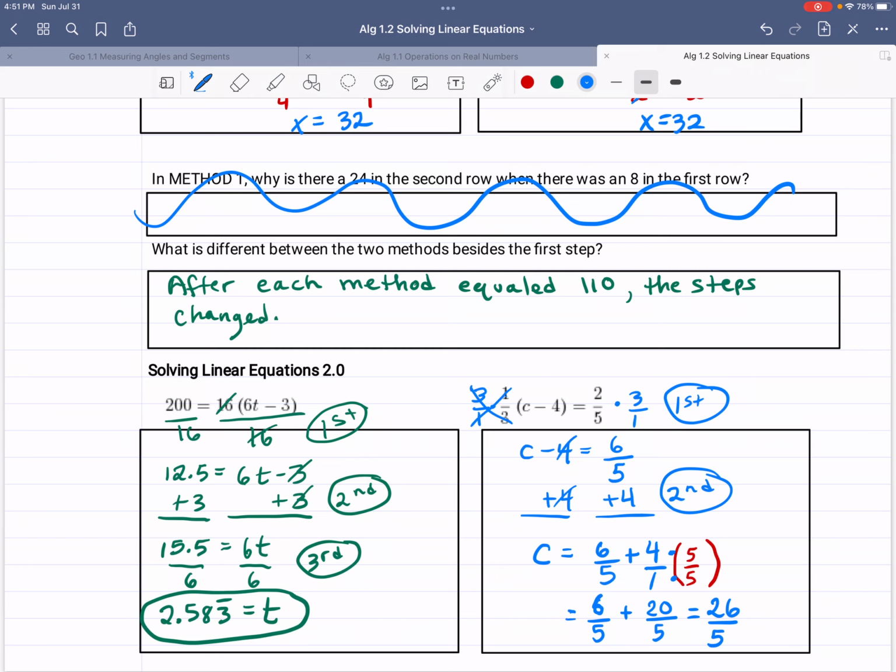5 goes into 26 5 times with 1 left over. So either of these answers are fine. That is what c equals.